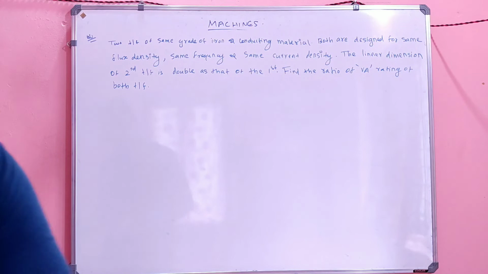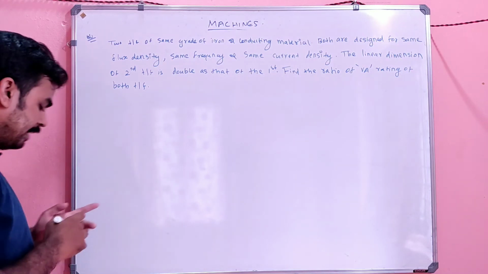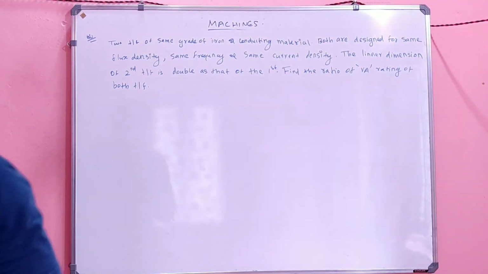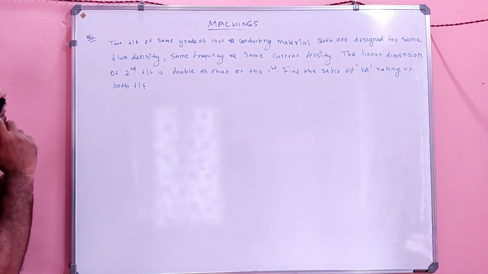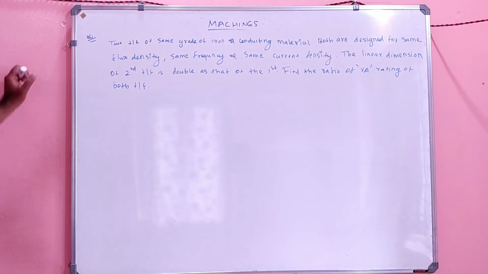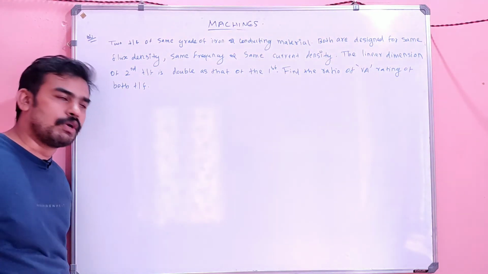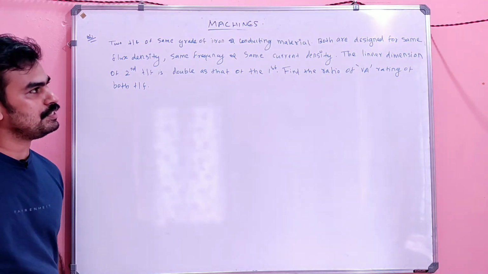Oh, what a big question. How can we do this? Two transformers of same grade of iron, which means same quality of iron, and conducting material. That means the conductors also: if the first one is copper, the other one is also copper. That is the meaning of same conducting material.